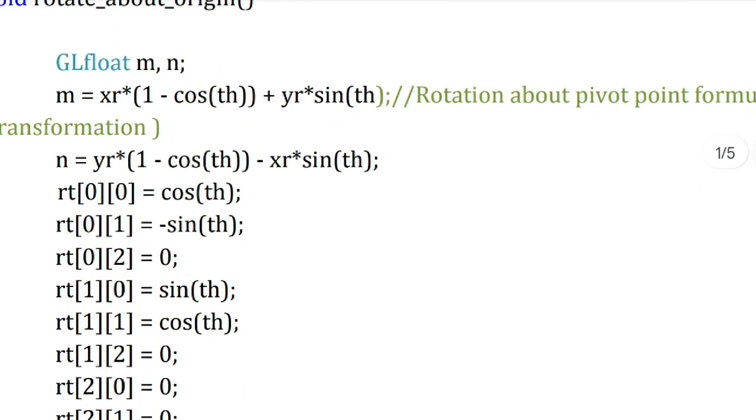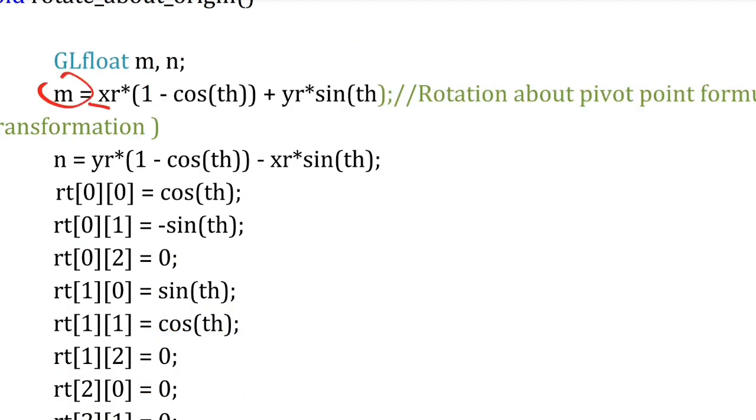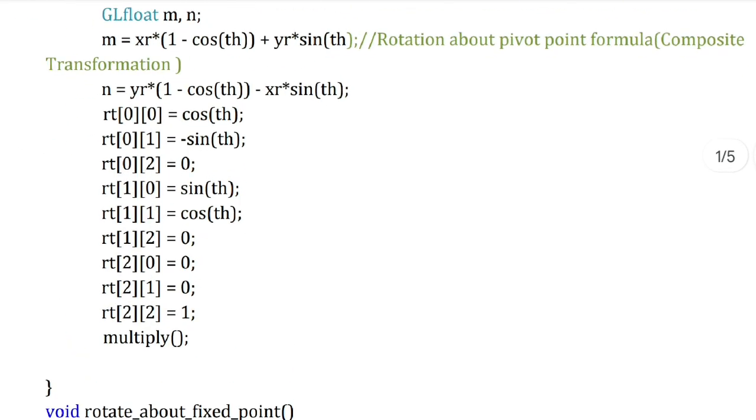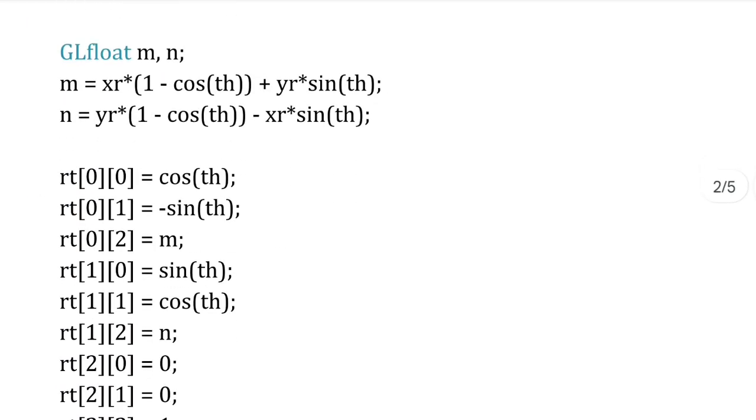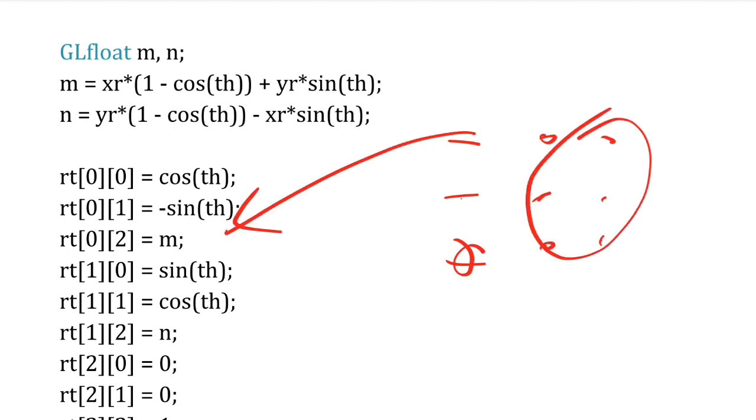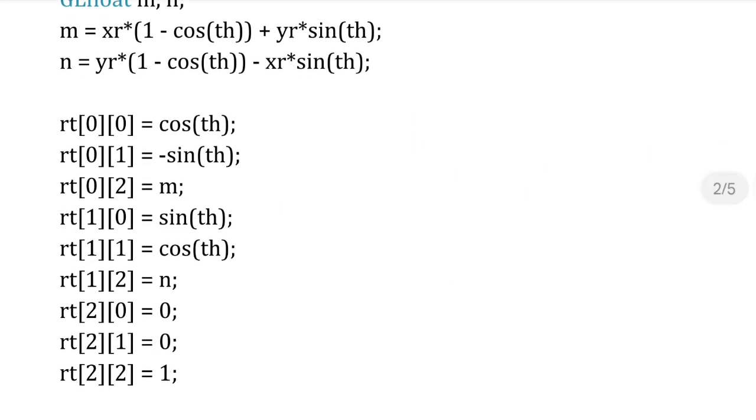Here, I told you to remember this formula because we have to calculate m is equal to xr into 1 minus cos theta plus yr sin theta. N is yr into 1 minus cos theta minus xr sin theta. That's for the m and n values, and we have cos theta, minus sin theta, m; sin theta, cos theta, n; 0, 0, 1. M is not here, but in the next part it is there, so you have to remember that. That's why I told you to remember cos theta, minus sin theta, 0 and m, and sin theta, cos theta and n, 0, 0, 1. To write this one you are remembering that.